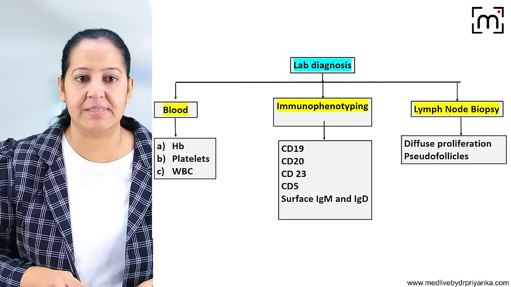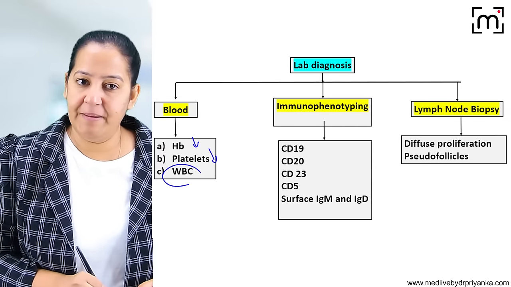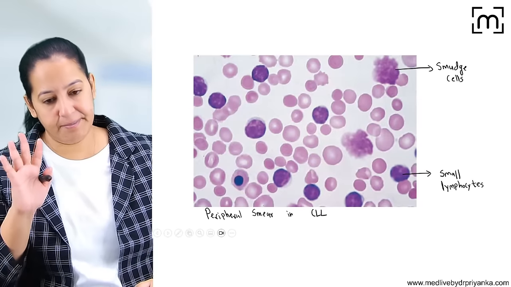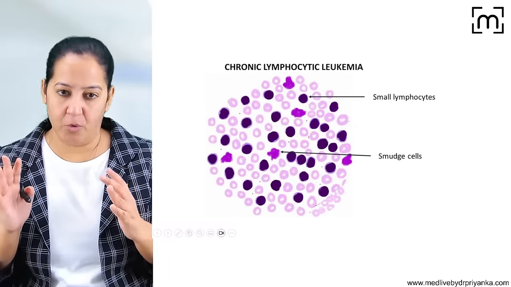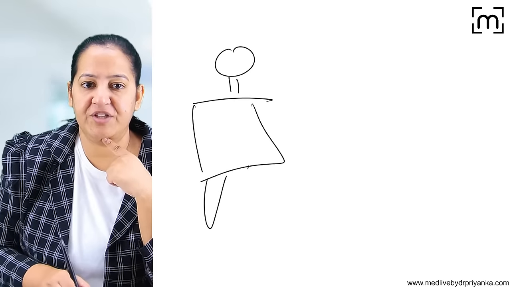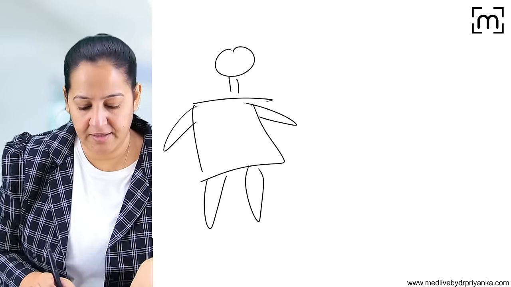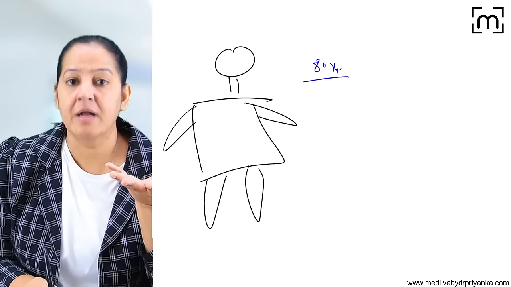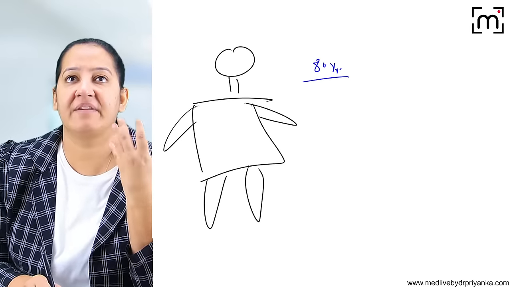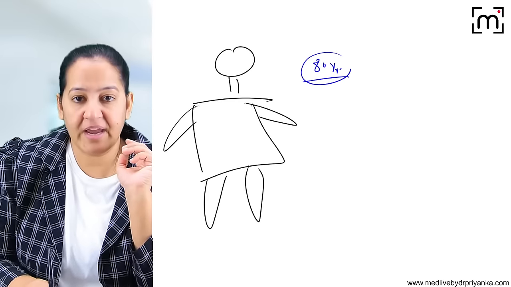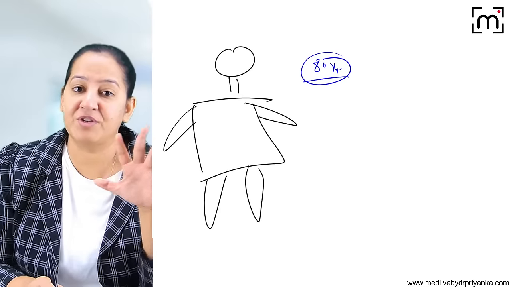Okay, lab diagnosis. Of course, hemoglobin and platelets will be less and WBC will be normal to more. You can see here, this is the peripheral smear. Now listen, ma'am, this is the patient. The age of the patient is 80 years, and the patient is complaining of anemia, lethargy, bleeding disorders, frequent infection and lymphadenopathy. So looking at the age and the symptoms, I am suspecting the patient is having leukemia.